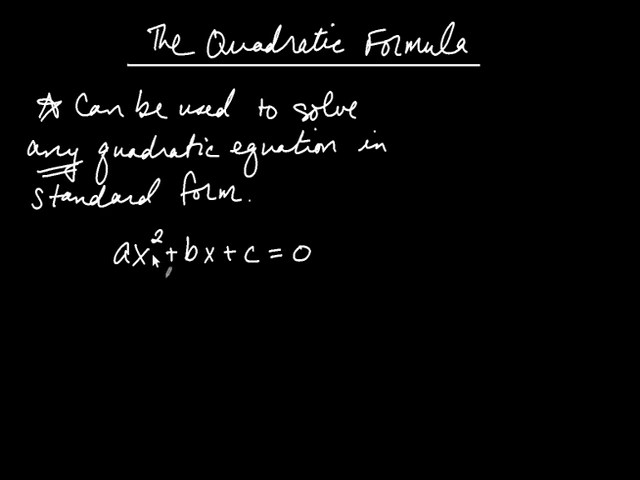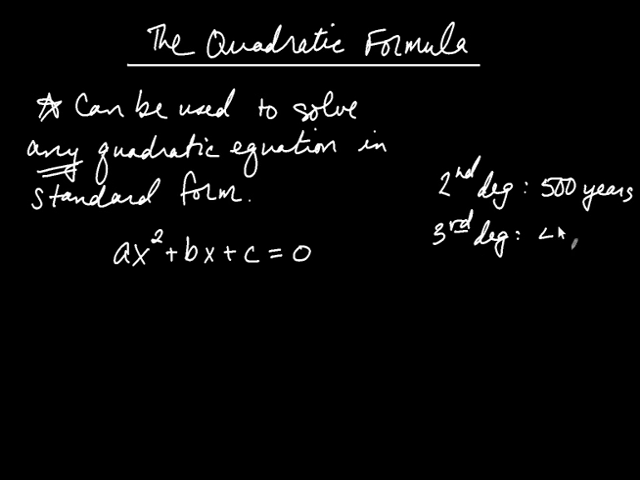Now, just as a historical note, notice this is a polynomial equation where the polynomial is of degree 2. So if you think about second degree equations, the quadratic formula that I'm going to present in a moment was written down in its most general form about 500 years ago. And if this was third degree, a cubic equation, there's a formula for that as well, and that was discovered about 450 years ago.